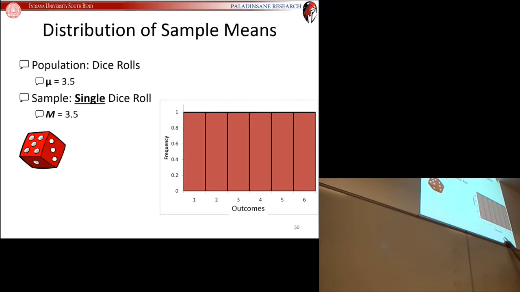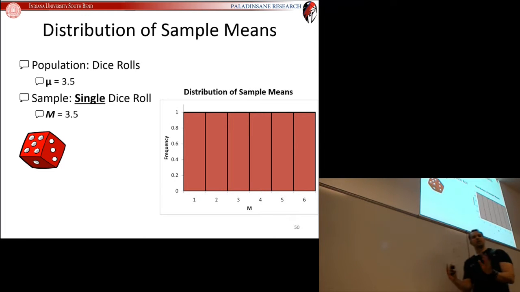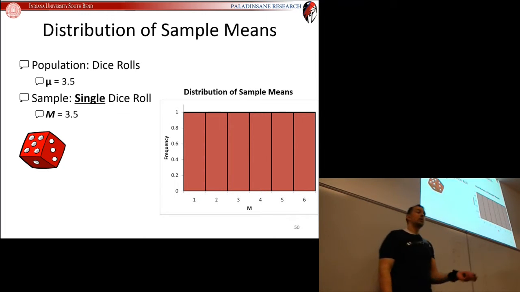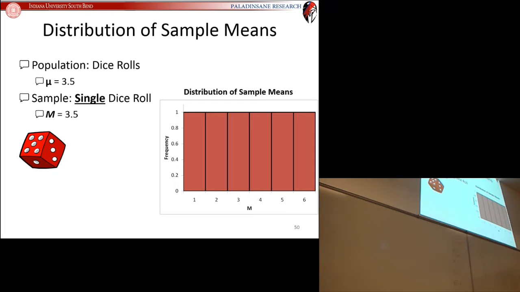So that's the population distribution. That's the distribution of sample means. When you have a sample size of 1, that is the only time your population distribution will look like your distribution of sample means. All right, so bear that in mind. That's the only time that this ever occurs. So let's take a look at what happens normally when we take samples larger than 1.